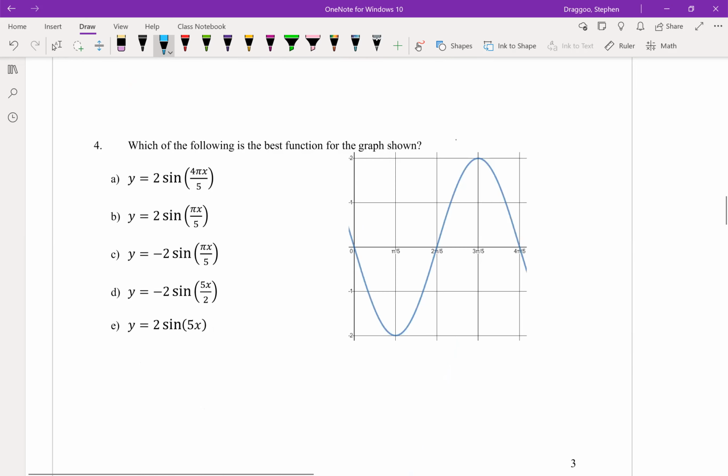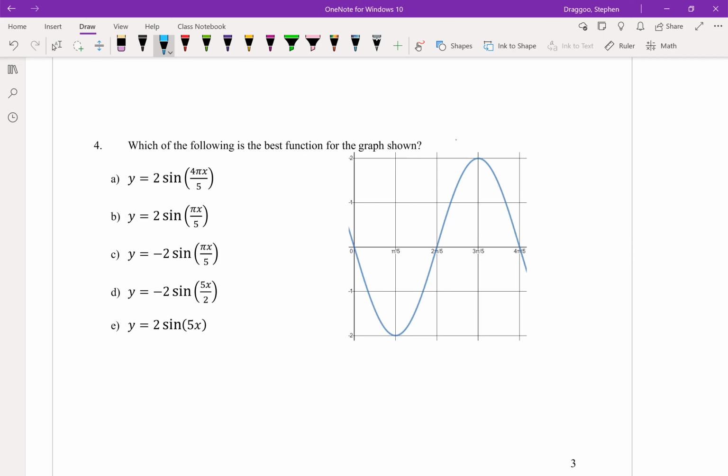Cool. All right, then let's take a look at this graph. Which of the following is the best function for the graph shown? 5 different options for sine. They all got the correct amplitude of 2, but some of them have a positive a value and some of them have a negative a value.